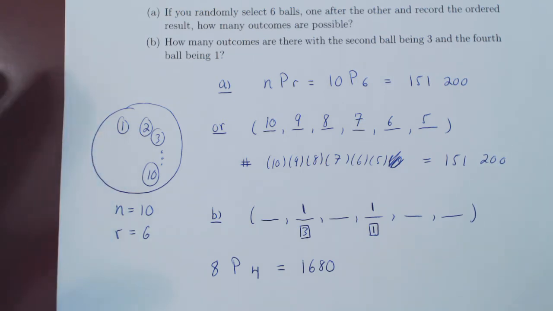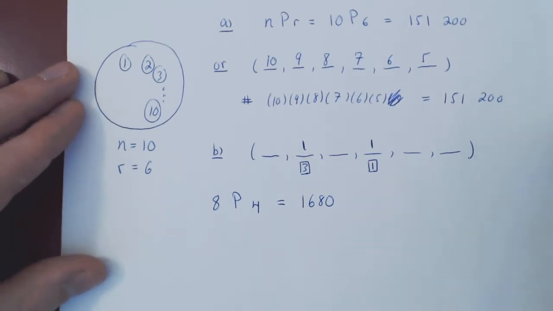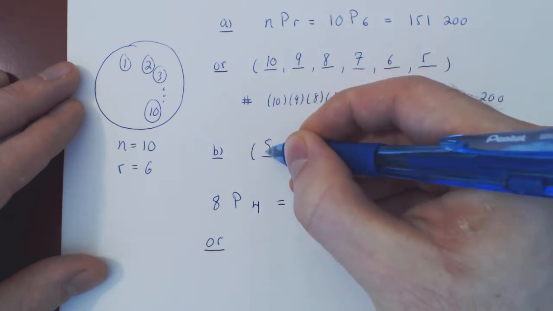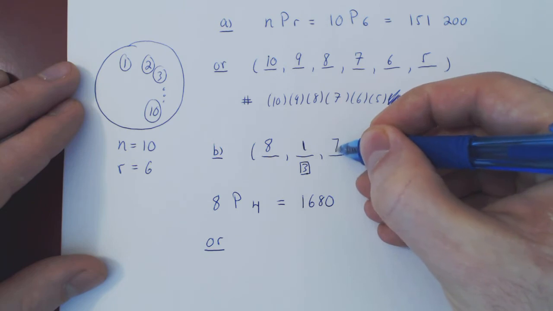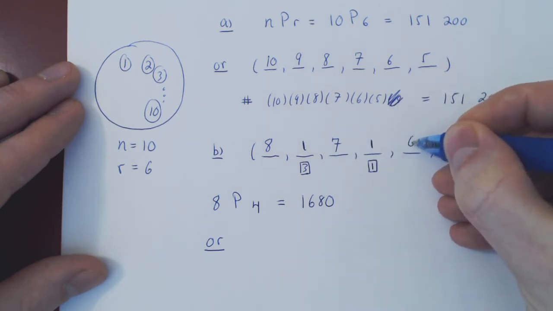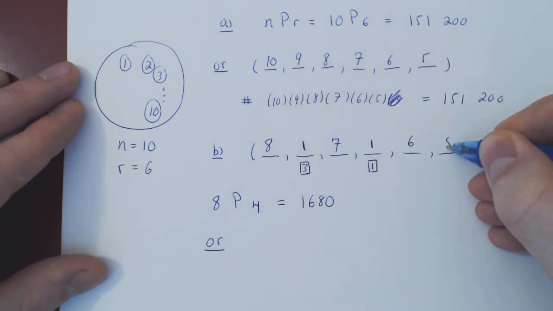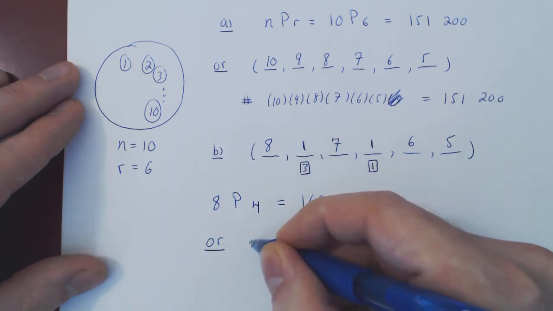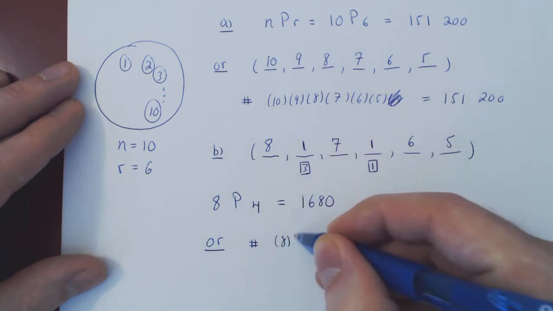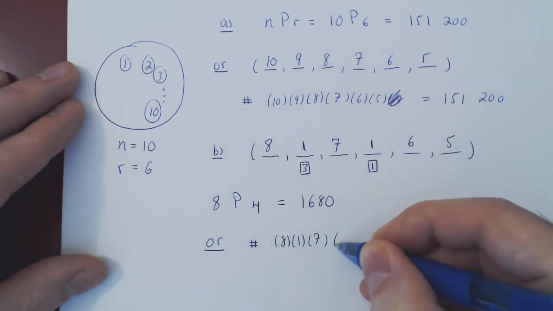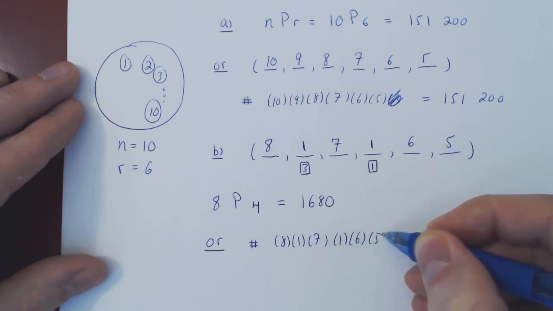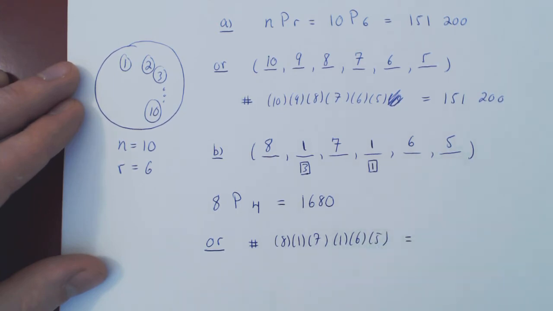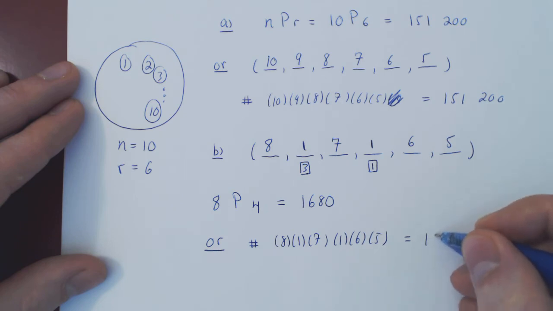Or, you could also brute force it and not use the nPr shortcut. If you think of it, well, we're left with 8 choices for the first ball, 7 for the third, 6 for the fifth, and 5 options for the sixth pick. So we have in total 8 choices first, then 1, then 7, then 1, then 6, then 5. And if again you punch this out in your calculator, you will arrive at the same answer.